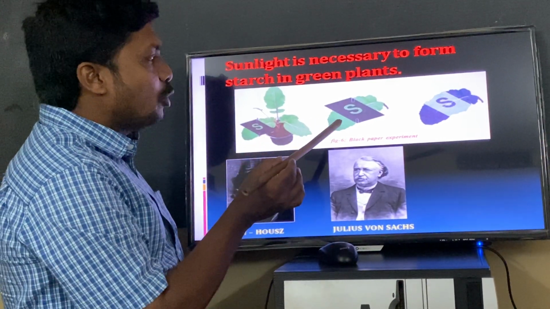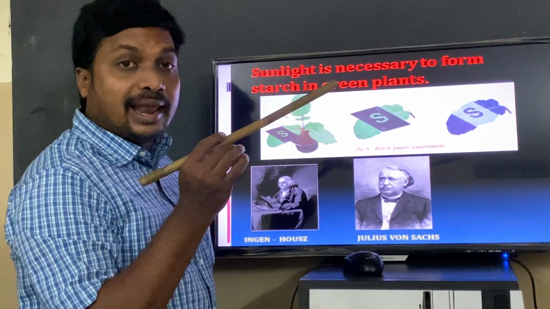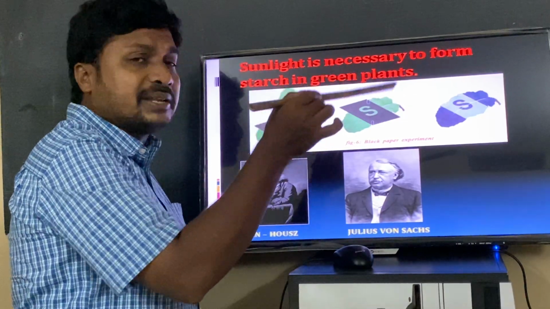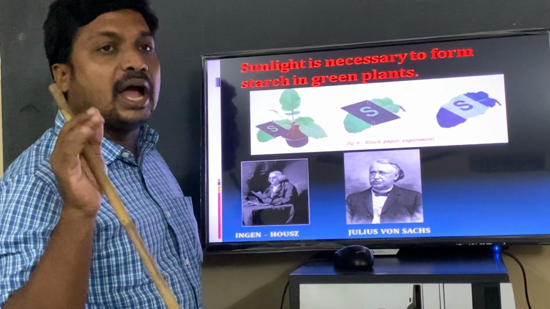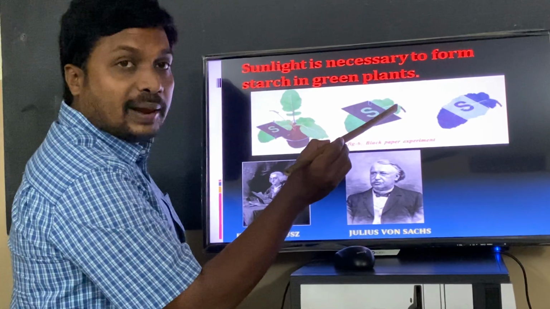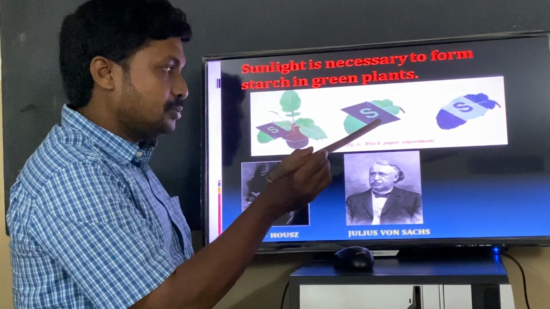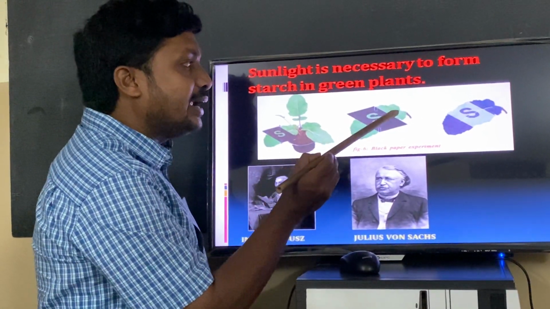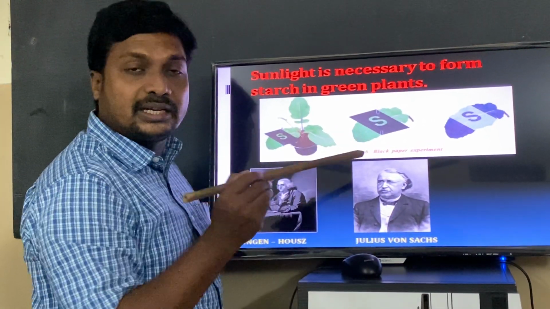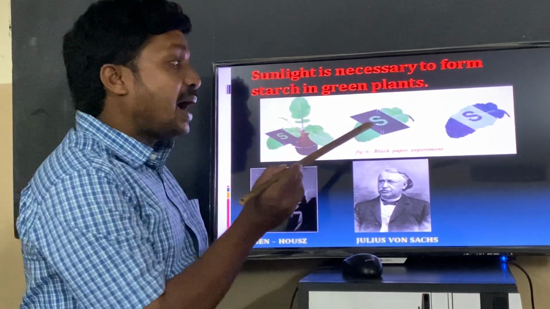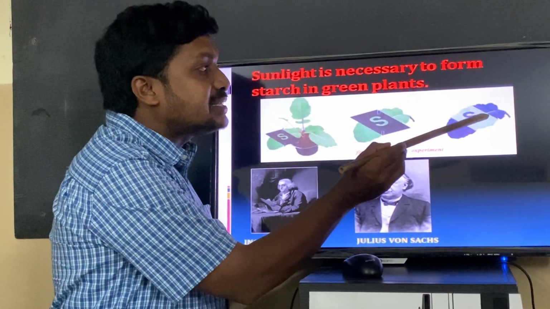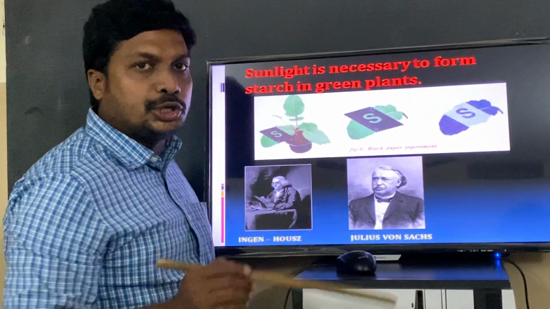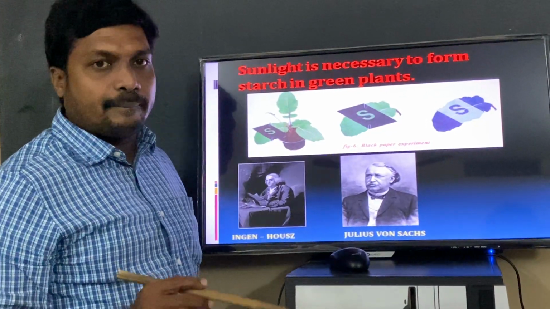After that, select a narrow leaf and attach a light screen with an S-shaped cut portion to one of the leaves. Keep the entire setup in sunlight for 3 to 4 hours. After that, cut the leaf from the plant and test for starch. Observation. The part of the leaf which receives sunlight turns deep blue color, and the part of the leaf which does not receive sunlight, this part, turns pale color, while this part turns deep blue or black color.